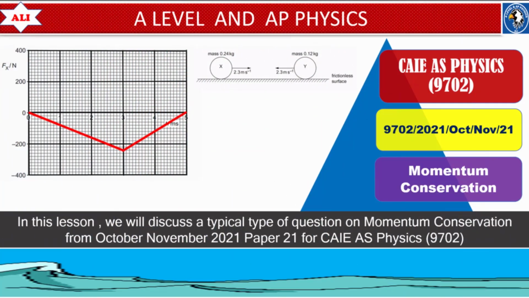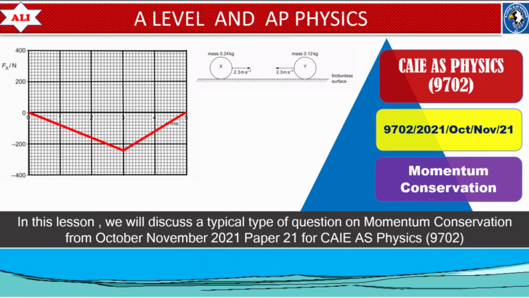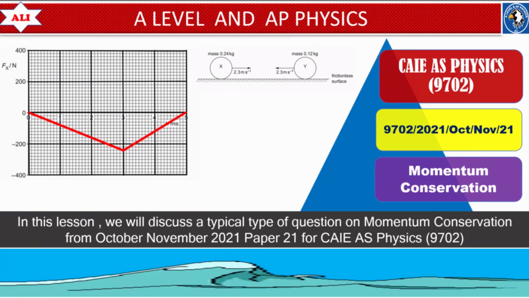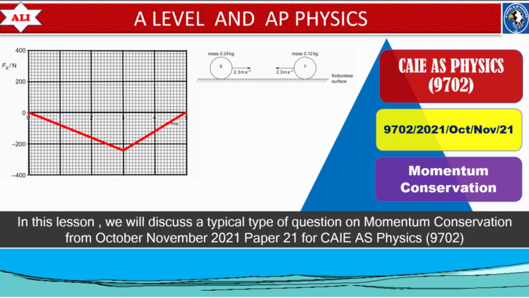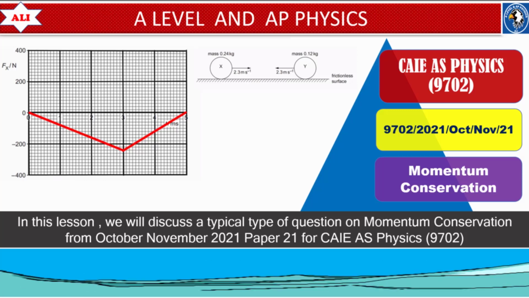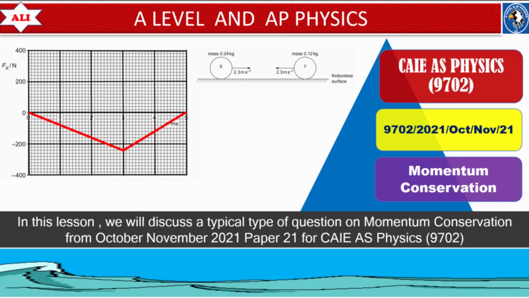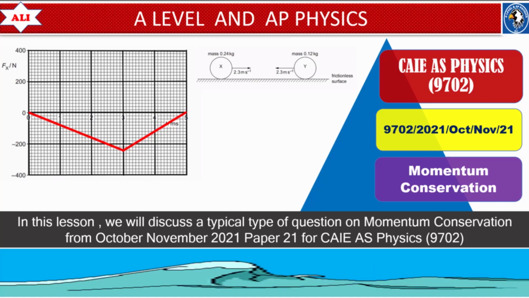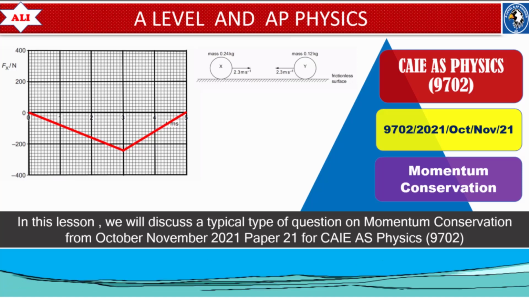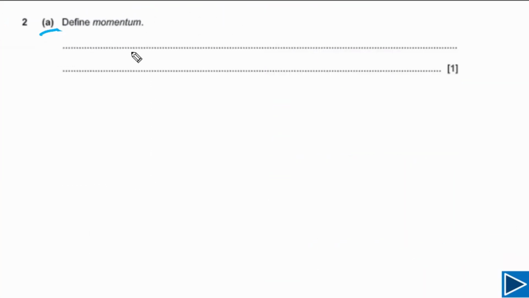Welcome to A-Level and AP Physics. In today's lesson, we will discuss a typical type of question on momentum conservation from the October-November 2021 paper 2-1. I said this is a typical type of question because these types of questions are very common in past papers. In this lesson, we will not only answer these questions, in fact, I will teach you how to answer this type of problems. For part A, simply we need to define what is momentum.